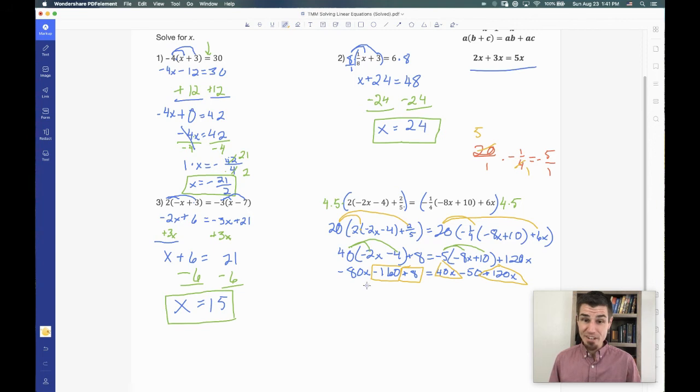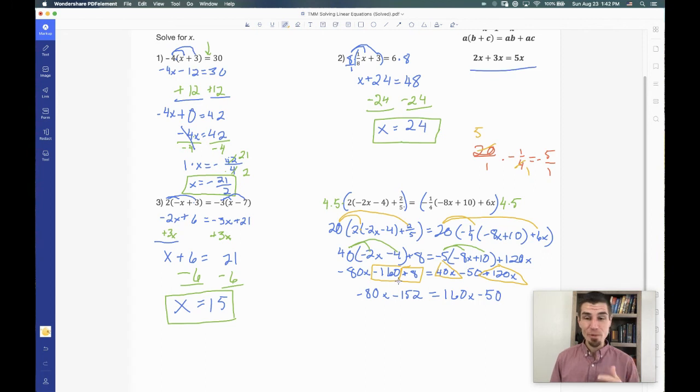We can't combine anything with the -80x, so we just bring that down. -160 plus 8 is -152. And then here we have a positive 40x plus 120x. That gives us 160x. And then we didn't do anything with that -50, so we bring it down.